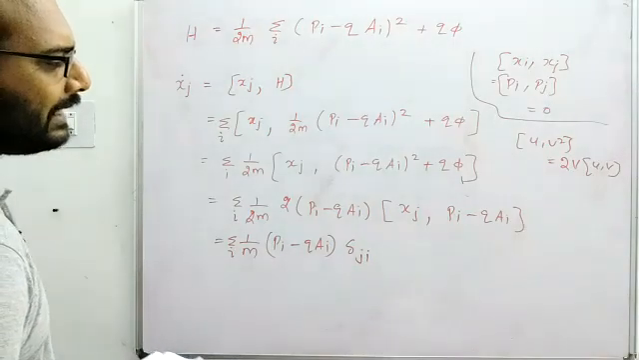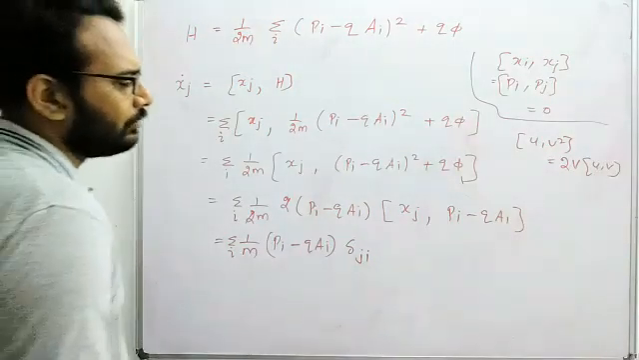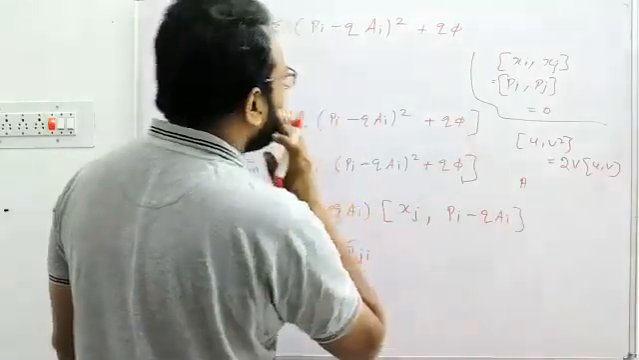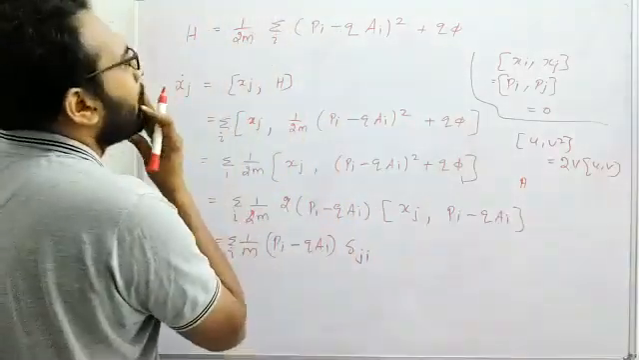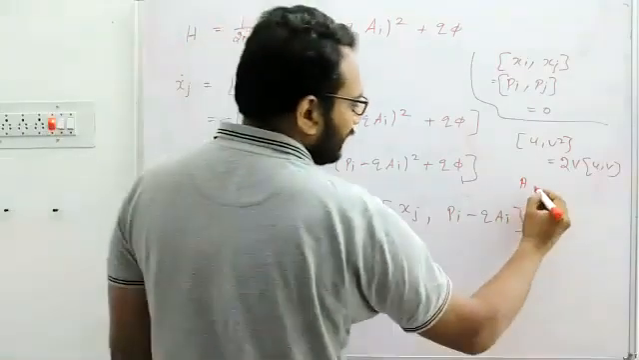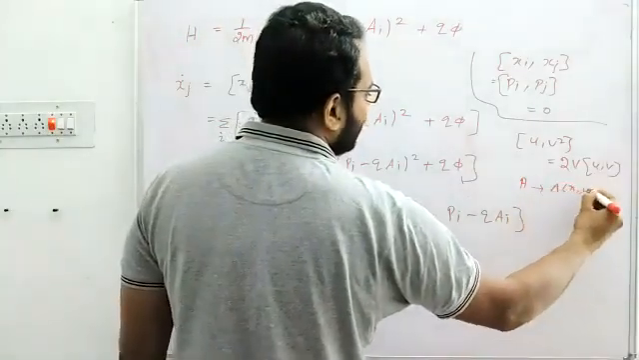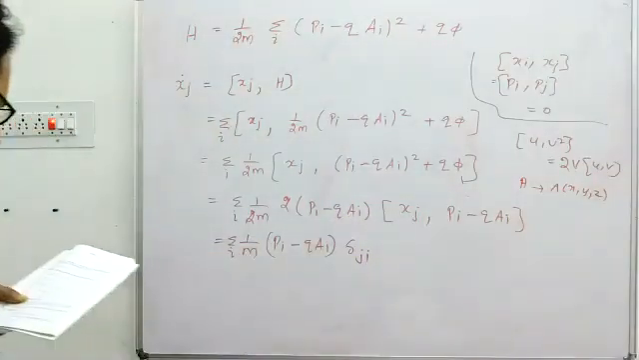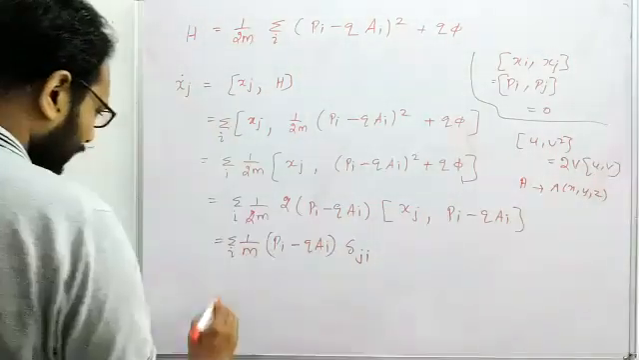And what's xj with Ai? We know that this A also is a function of coordinates and time alone. So that also gives you 0.